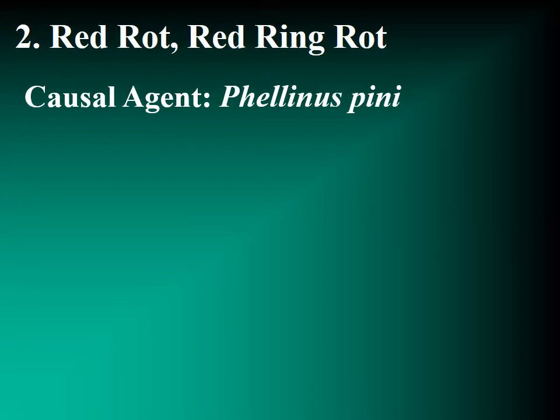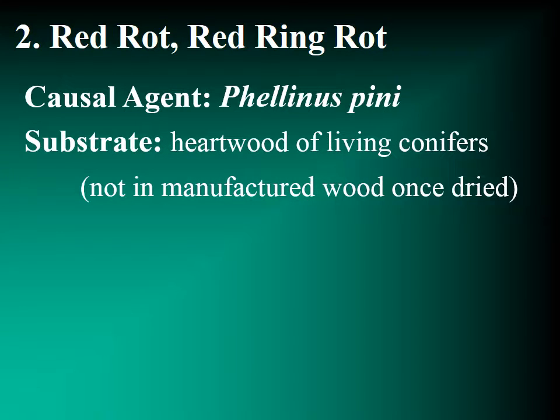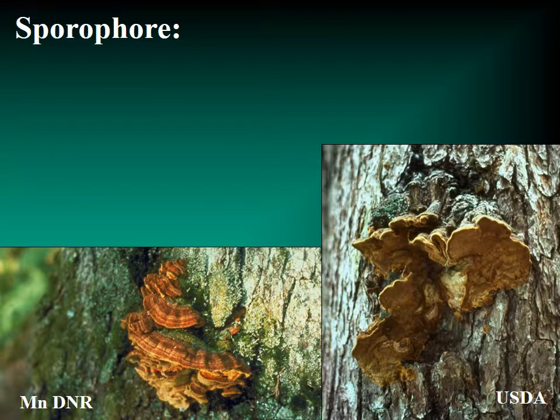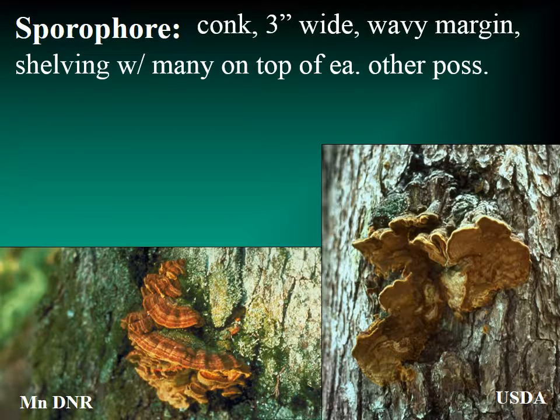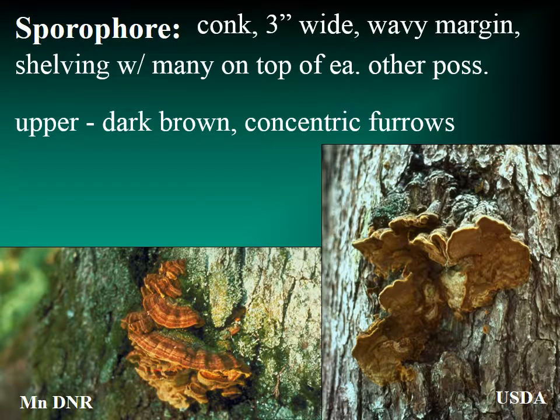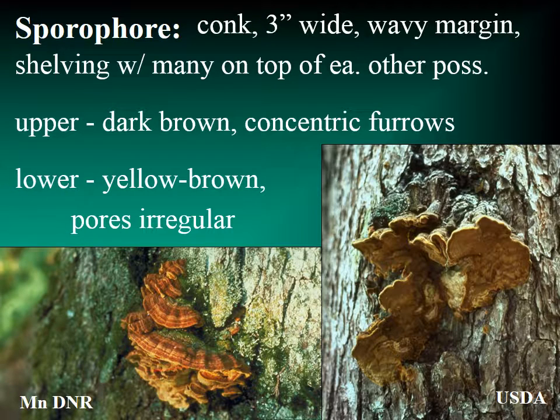Red rot, Phellinus pini, very, very common on conifers. Once you dry the wood, it stops growing. A small sporophore, a conch, it's about 3 inches wide, very thin and wavy. And you have these striations or concentric furrows on the top. On the underside, it's a yellow brown with irregular pores.